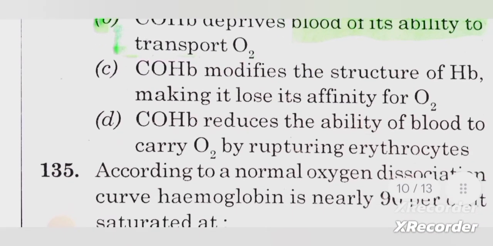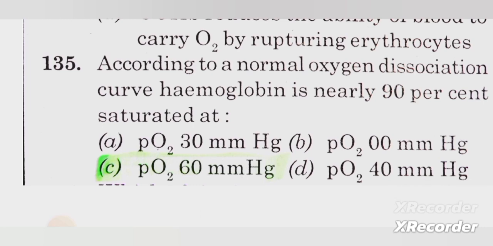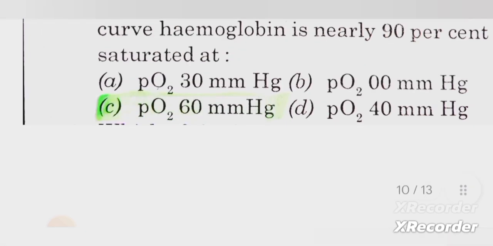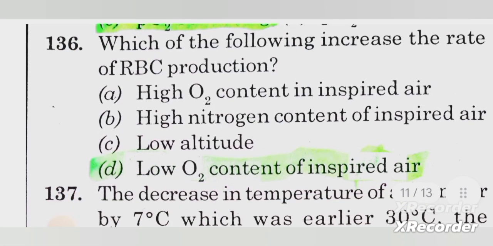Next, 135. According to a normal oxygen dissociation curve, hemoglobin is nearly 90% saturated at answer C: PO2 60 mmHg. Next, 136. Which of the following increase the rate of RBC production? Answer D: low O2 content of inspired air.